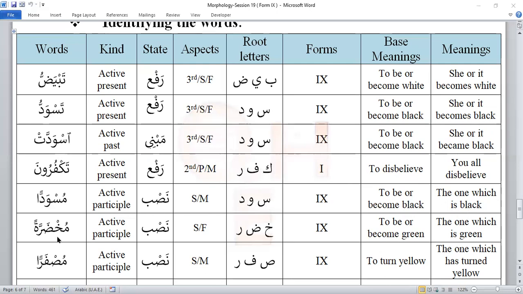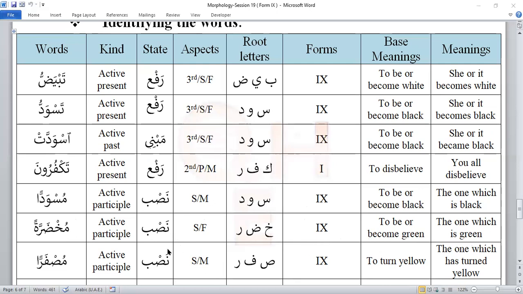Next word, mukhdarratan. Okay, this is also, if I stop here, it matches with muhmarr, right? So this is active participle, and we have fatha at the end. This is in the state of nasb, and this is singular female because we have a ta marbuta at the end. And the root letters are kha, dad, ra, verb form 9, and its base meaning is to be or become green. And because it's active participle, we're going to say the one which is green.